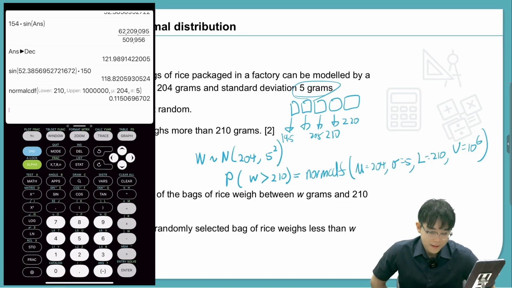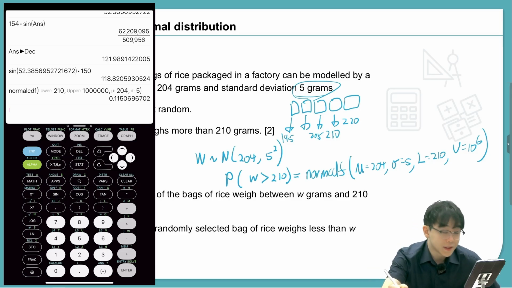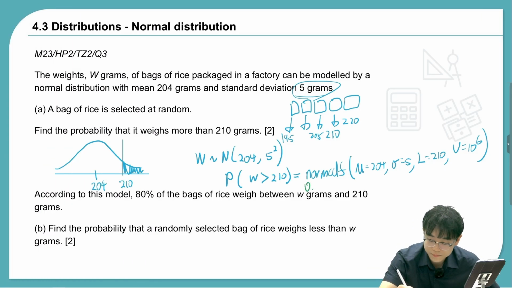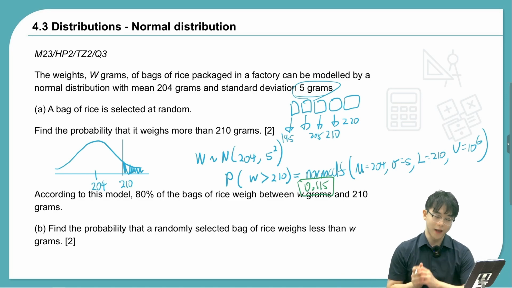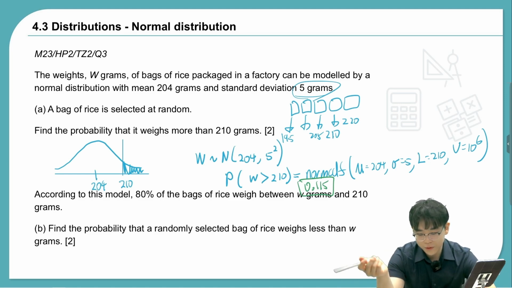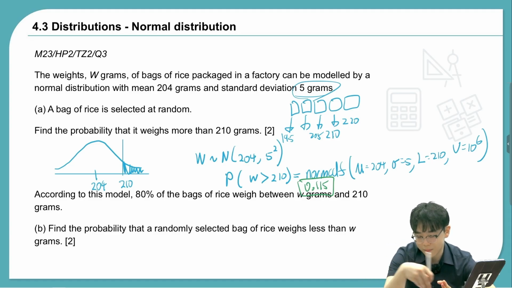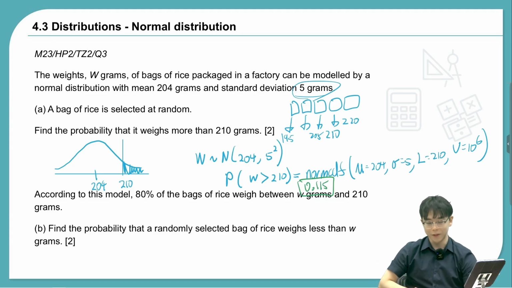So if you put that, the probability turns out to be 0.115. So there you have it, right? Like 11.5% of bags are on the heavier end, right? So if you were to randomly draw a bag and it weighs more than 210 grams, it means you got the top 11.5% of the results.